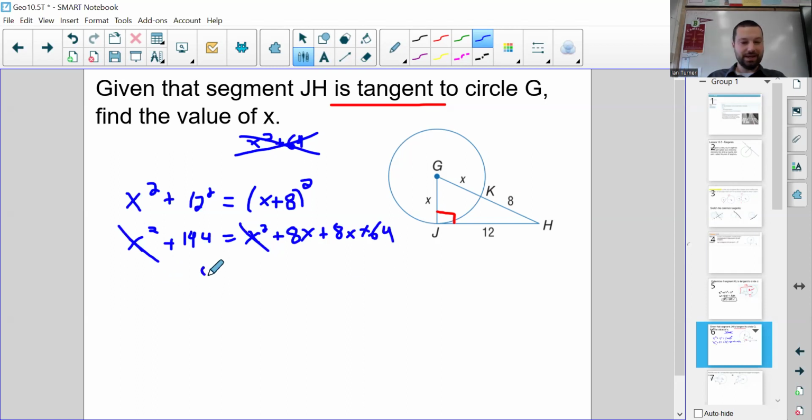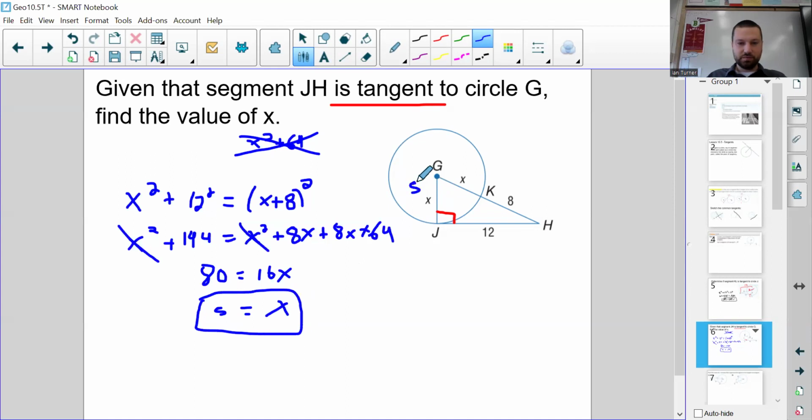We can subtract the 64. So we get 80, right? Double check my math there. We've already made one mistake today. We cannot have that happen. Equals 16x. I don't think that goes in evenly. It does. What the heck? I can't even think today. So we get x equals 5. And remember, that is our radius.